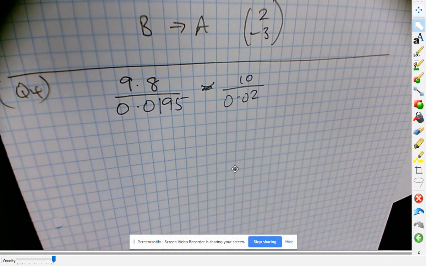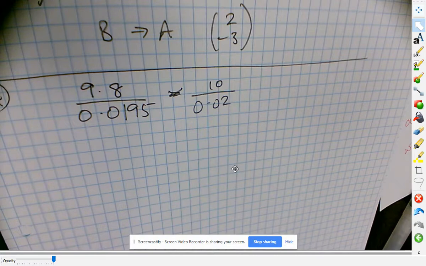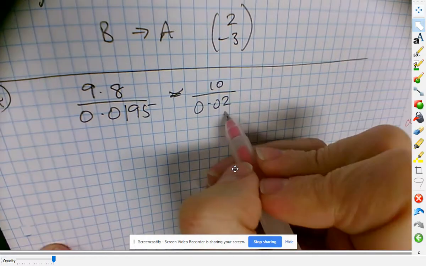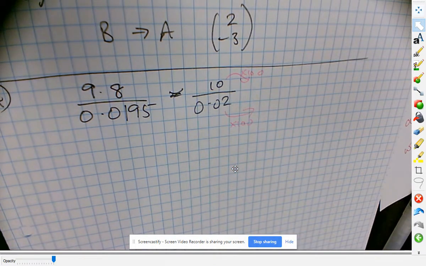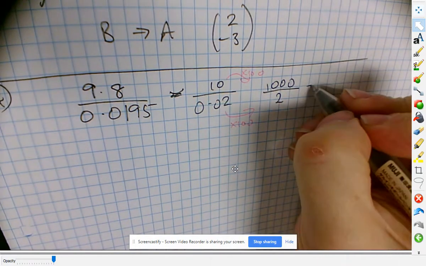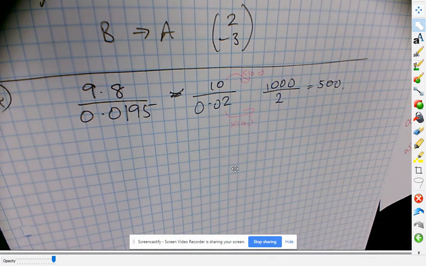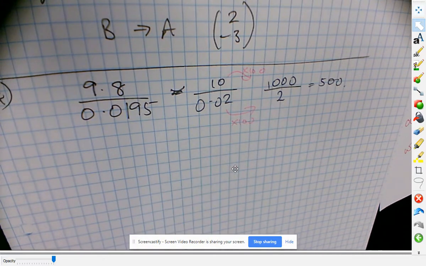This division is not an easy division to do, but I can use fraction ideas to make this an easy division to think about. So all I need to do is use equivalent fractions to make the denominator a whole number. So if I times this by 100 and times this by 100, I end up with 1,000 over 2, which is 500. Okay? Whenever you've got division, especially on the non-calculator paper like this, and the thing you're dividing by is a decimal, use equivalent fractions to get rid of the decimal and then do a whole number division.